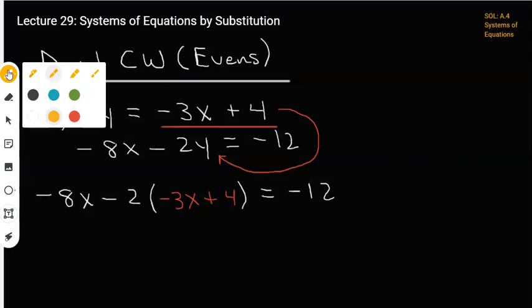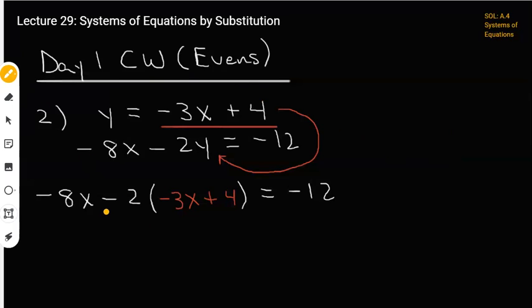Okay, so now underline the negative 2 at the bottom, like this. I'll do it in yellow. And what I'm going to do with the negative 2 right here is I'm going to multiply it by everything on the inside. So I'm going to multiply it by the negative 3x, and I'm going to multiply it by the positive 4 over here. And this is basically distributive property. I'm going to multiply everything in here by negative 2. So let's see what happens when we do that.